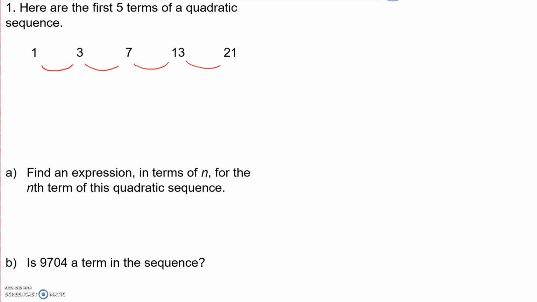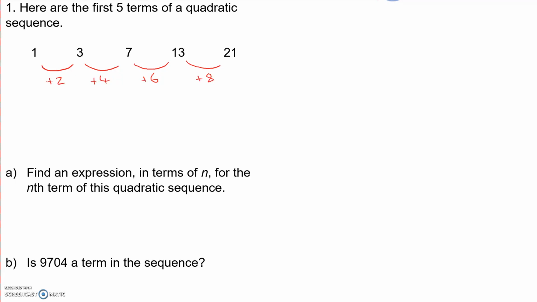So difference between 1 and 3, we've got plus 2. 3 to 7, we've got a jump of plus 4. 7 to 13, we've got plus 6. 13 to 21, we've got plus 8. Okay, so this is clearly not an arithmetic sequence. These jumps are not constant. So what do we do next?